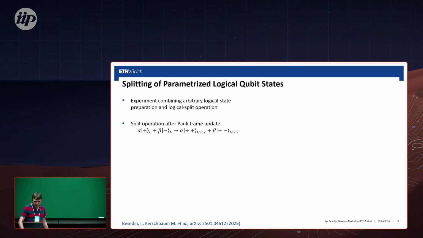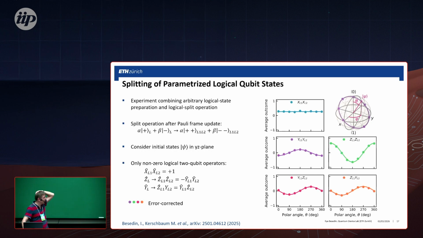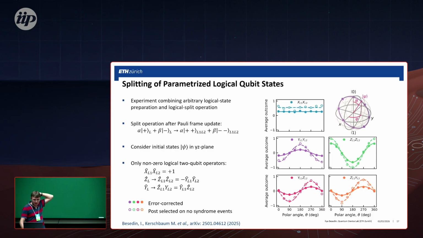So we can split these arbitrary states as well. We expect a superposition of plus and minus to become a superposition of plus, plus, and minus, minus. And we consider states in the YZ plane. We see that XX, which is bound to the splitting operation, is constant. That's also what we expect. Whereas YY and ZZ depend on this theta angle. They oscillate, and you also get some YZ and ZY observables. So this is if we don't reject runs. Here with rejected runs, it gets a bit better. That's not the point of it.